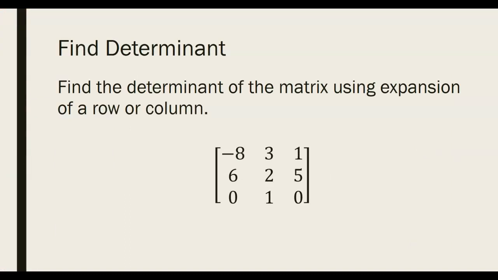So what I'd like you to do is push pause on the video, try this one, and I'm going to give you a little hint. Notice that third row has 2 zeros in it. So using the third row expansion will be fairly nice. So go ahead and push pause on the video and try this one.